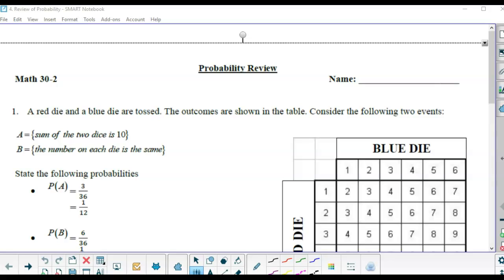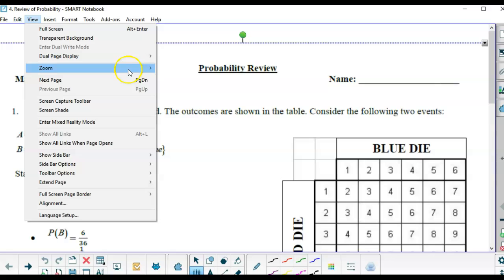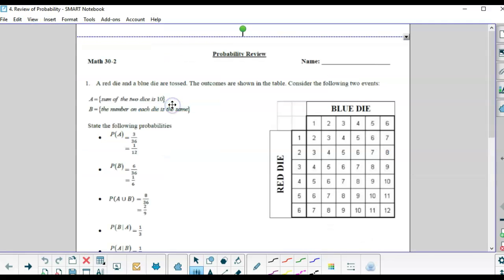Okay, so we're reviewing some probability before you get to your IB exam. This is stuff that you learned back in Math 20, but I'm pretty sure you did it near the end of the course. And I don't know if you had a test on it, so it's a good idea to review.